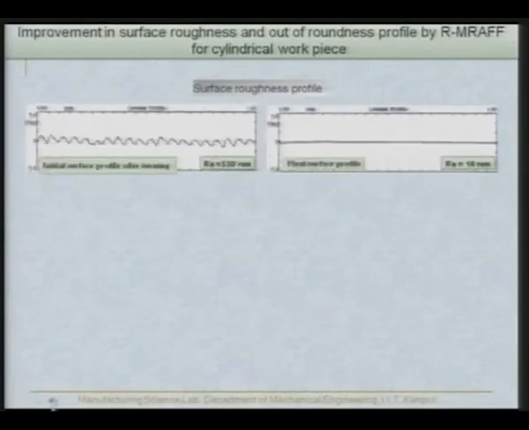Now, surface roughness profile, you can see this is the initial surface profile after turning operation at 330 nanometer, and this is the final surface profile obtained of cylindrical workpiece at 16 nanometer. So, you can clearly see the substantial difference between 330 nanometer and 16 nanometer.